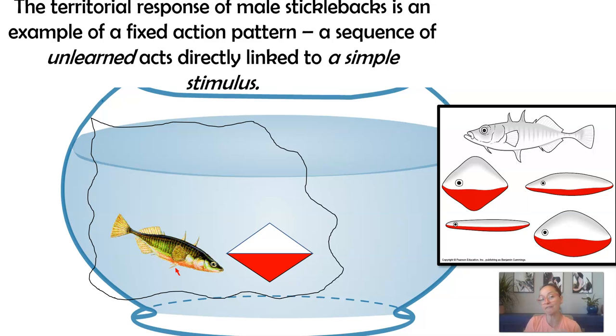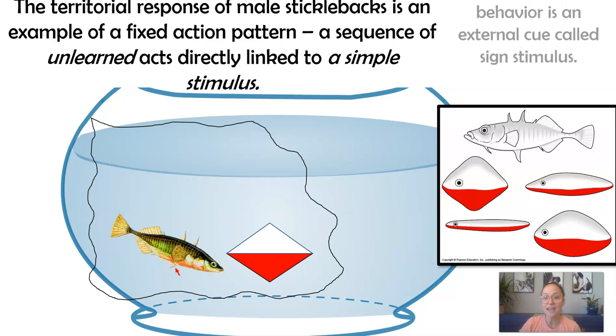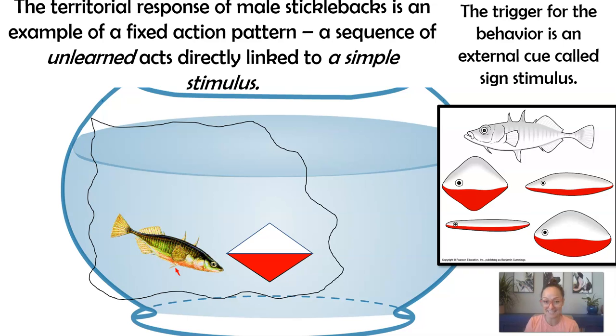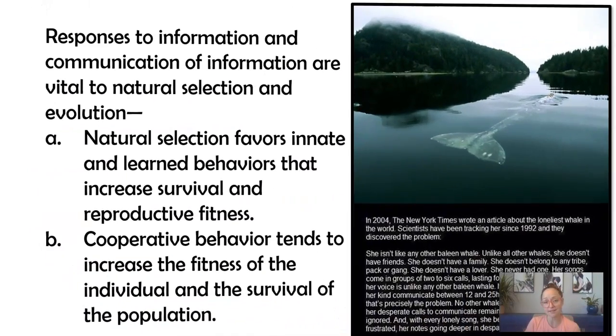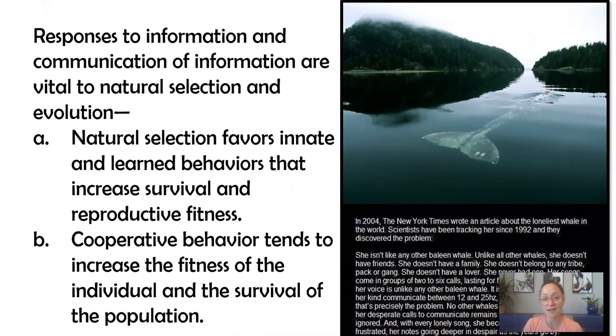What they concluded was that this territory response is an unlearned act. This is called a fixed action pattern, an innate behavior. It is not learned. It's something hardwired in the neurons of the stickleback fish. The stimulus was the red bottom, and the response was a behavior that was not learned, but rather innate.